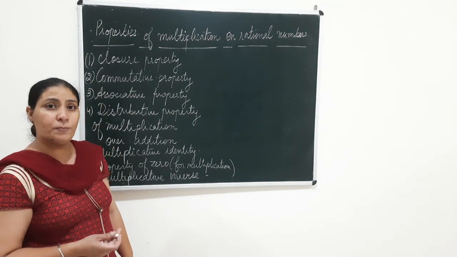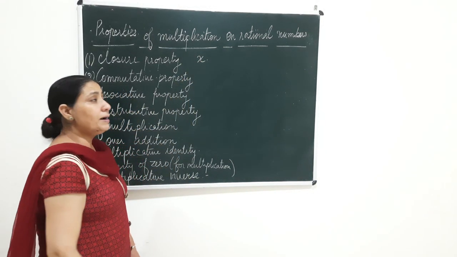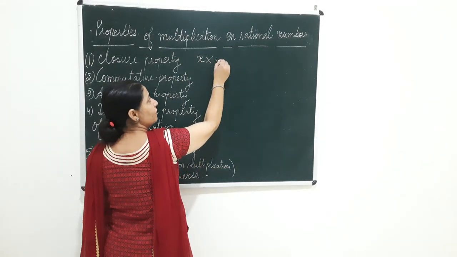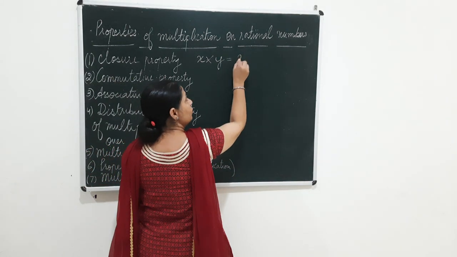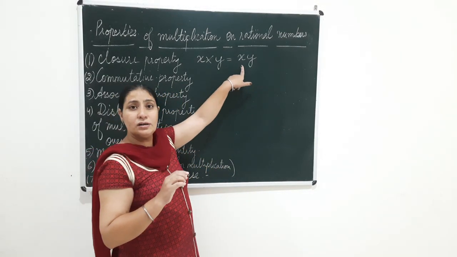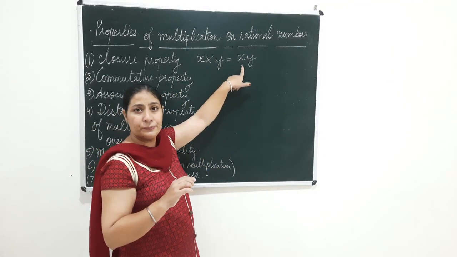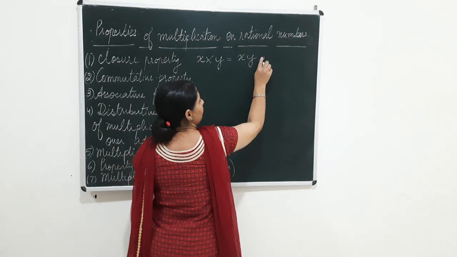What is the closure property? If I have a rational number x and I multiply it with another rational number y, then what is this equal to? This is equal to xy, and this xy is also a rational number. Clear? Similarly, I'll just take an example here.